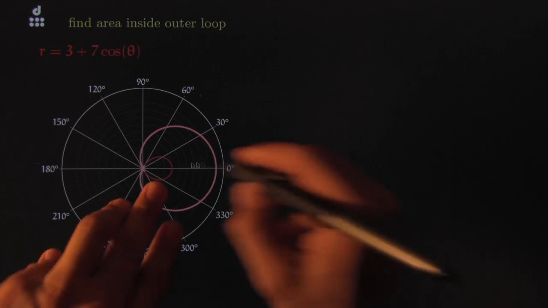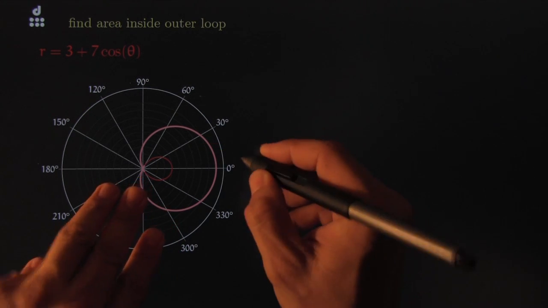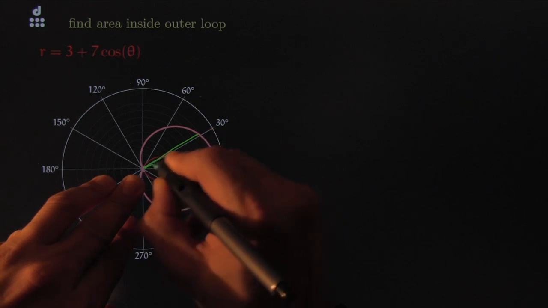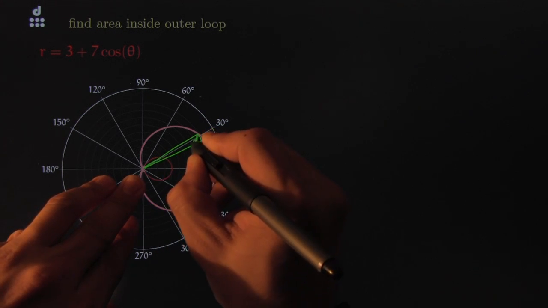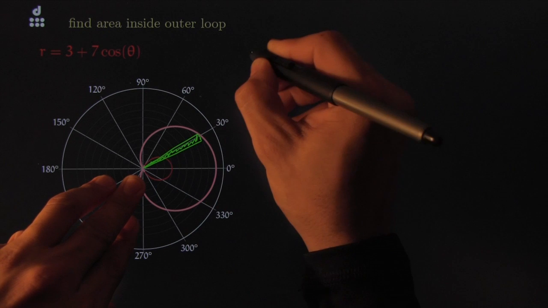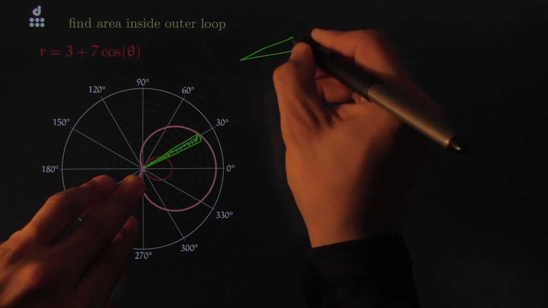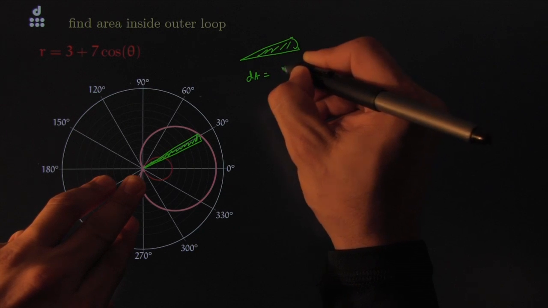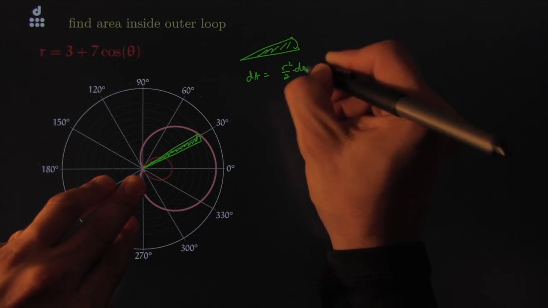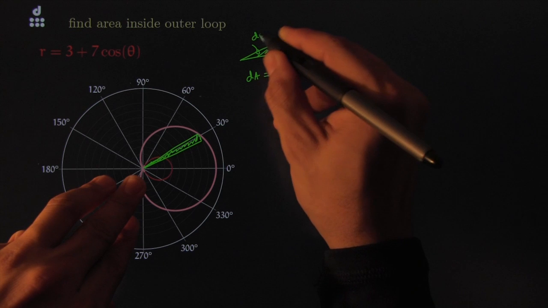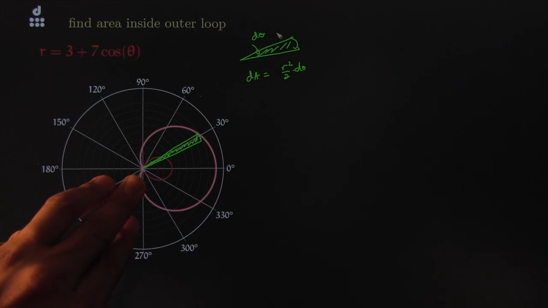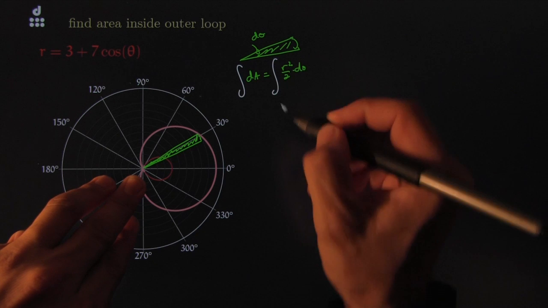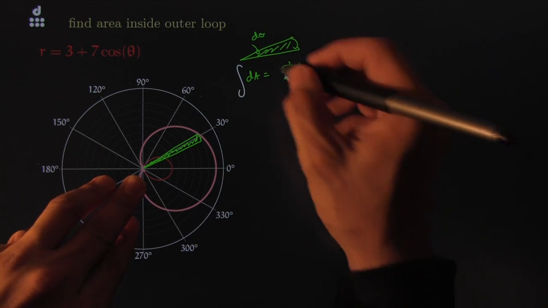Alright, to find the outer loop, the process will be nearly identical, meaning that we will start off with slicing up the entire region with tiny little sectors. We agreed that the area for such a sector would be r squared over 2 times the differential angle, where that's the differential angle right there. We will add them all up using the grace and elegance of the fundamental theorem of calculus.